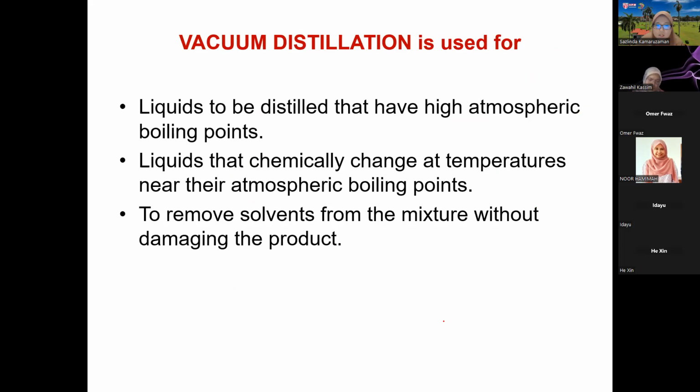Okay, so vacuum distillation is used for liquids to be distilled that have a high atmospheric boiling point. The second is liquids that chemically change at temperatures near the atmospheric boiling point. Like I already mentioned, it can decompose; it's not thermally stable. So we remove solvent from the mixture without damaging the product. In other words, with vacuum distillation we want to avoid any damage, or chemical change, of the substance if we allow it to boil at its atmospheric boiling point.